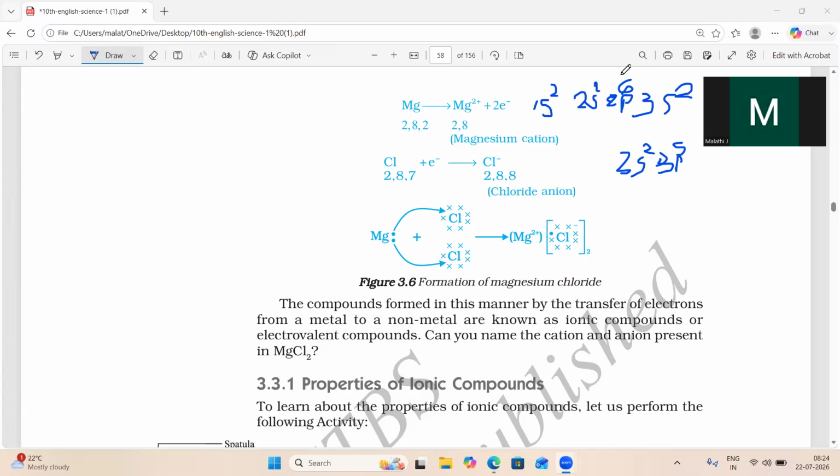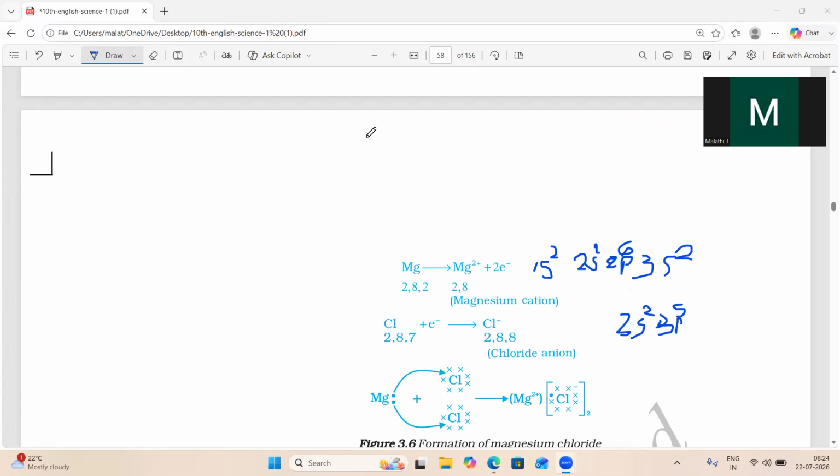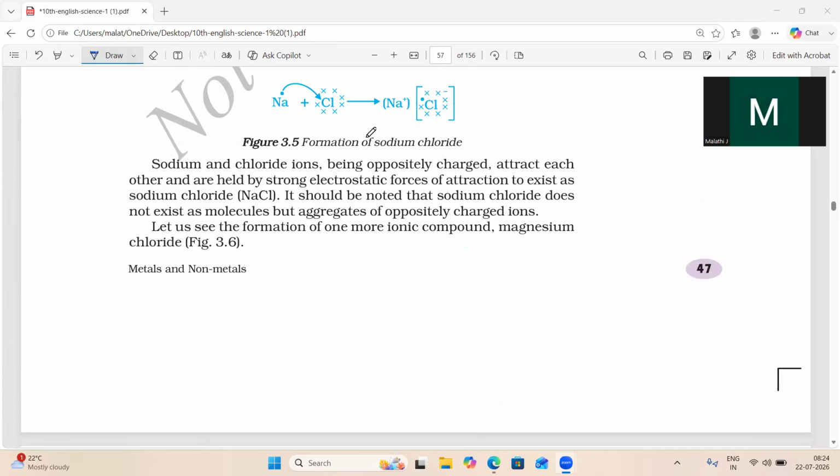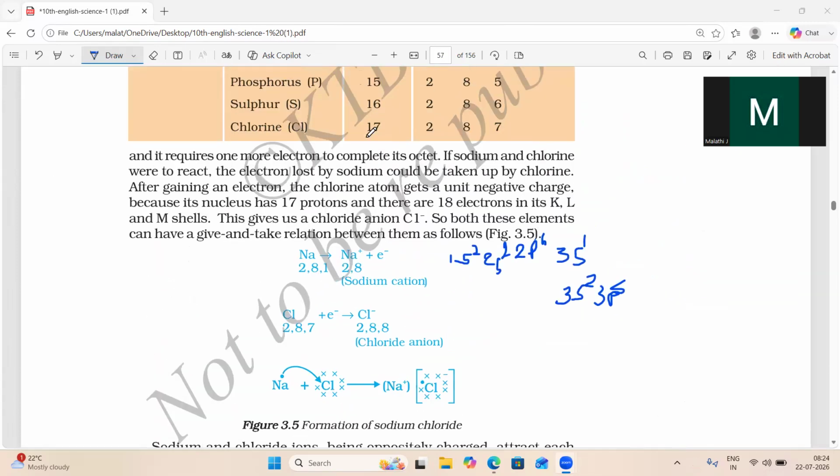So last class we discussed electronic configuration, how we should write the electronic configuration, and the general electronic configuration we have learned. So based on this electronic configuration, how metals will give electrons and how non-metals will gain electrons, means how metals donate electrons and how non-metals accept electrons.